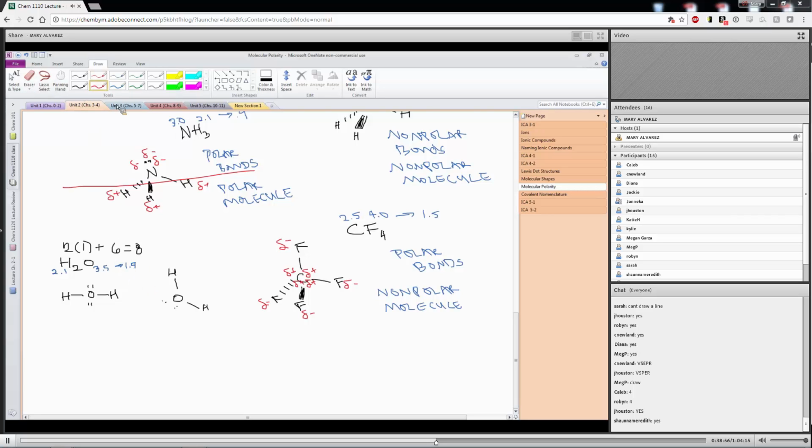Which side gets the positive, which side gets the negative? The O gets the negative. So partial negative on the O, partial positive on the hydrogen for this bond. Then partial negative on the O, partial positive on hydrogen for that bond. So we already determined that this has polar bonds. Is this a polar molecule?